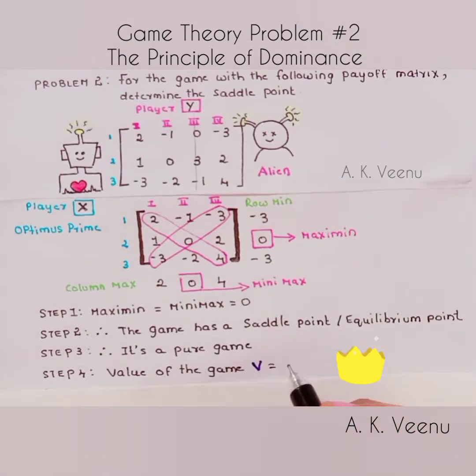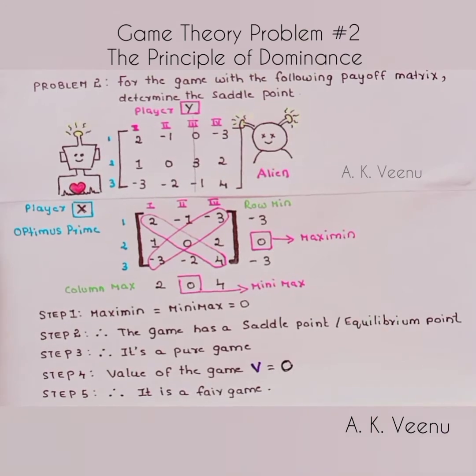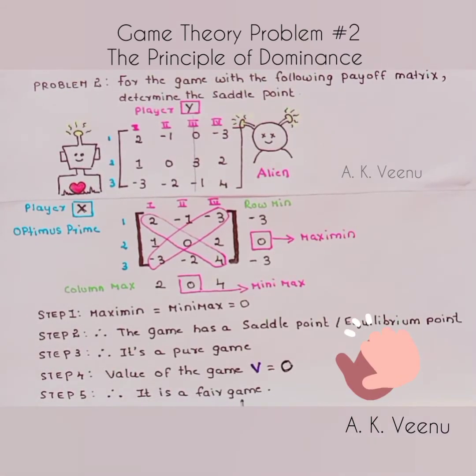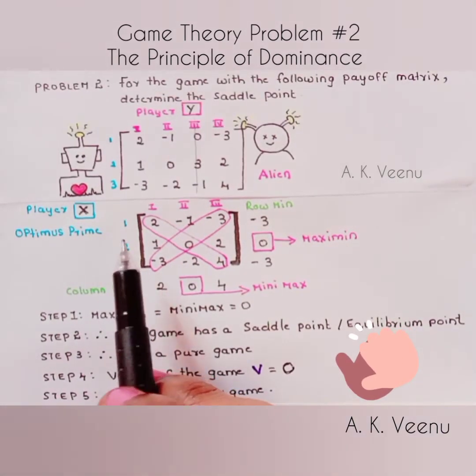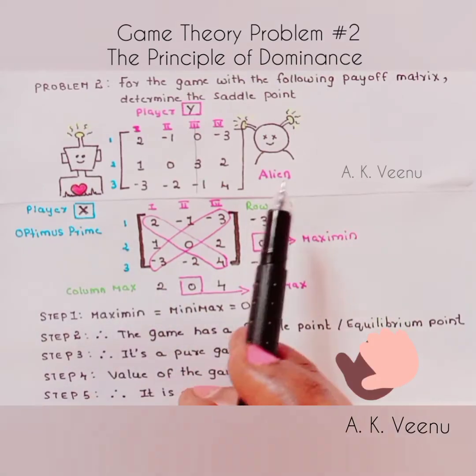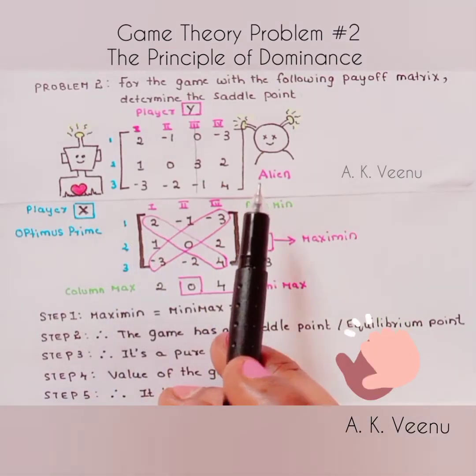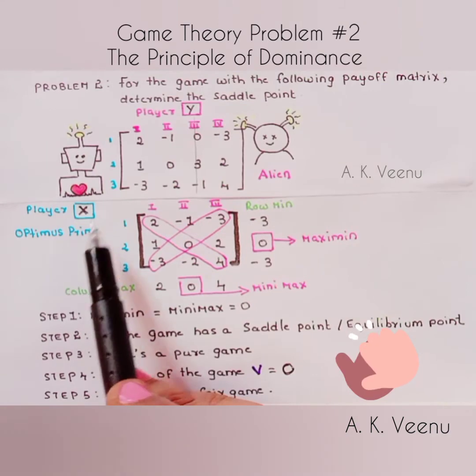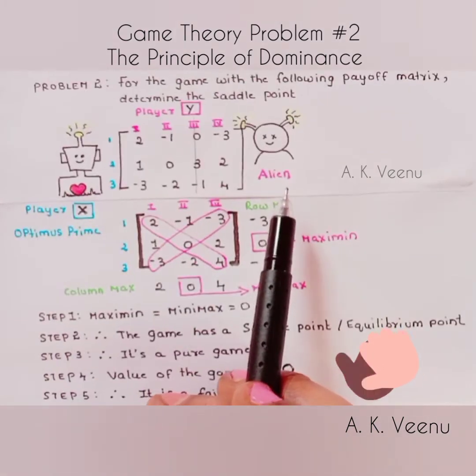So the value of the game is 0, and since the value of the game is 0, it is a fair game, which means the game is not favorable to any of the players. That is, no player gains and no player loses.